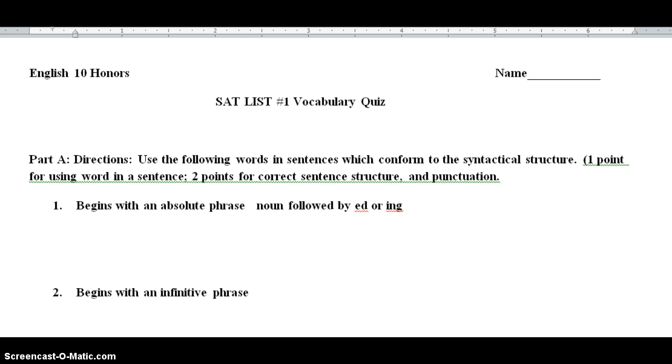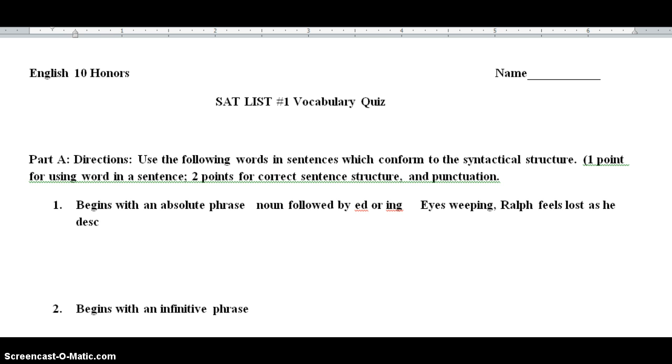Okay, so for example, I might have: eyes weeping, Ralph feels lost as he descends the mountain towards the lagoon. Okay, so here is our phrase, and we're going to underline it, and this is our absolute phrase. And again, with a phrase, we can get rid of the phrase and still have a complete sentence. Add it back, and we're adding detail to Ralph.